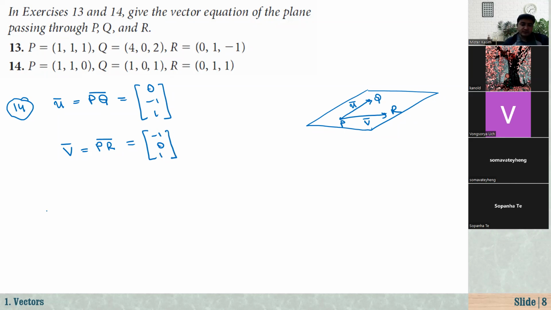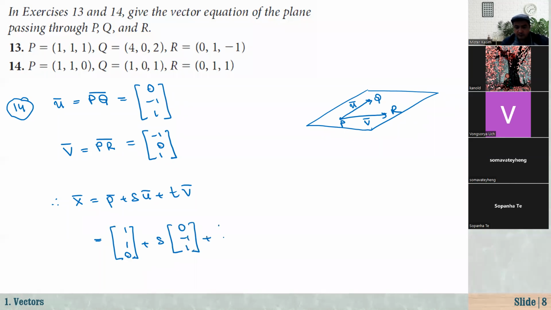Okay. So now we can write the vector equation of this plane. That is x equals P plus s times U plus t times V, where s and t are any real numbers, right? Equals, what is vector P? Any particular point, that is 1, 1, 0. Plus s times U, that is 0, -1 and 1. Plus t times V, and here we have -1, 0, 1.